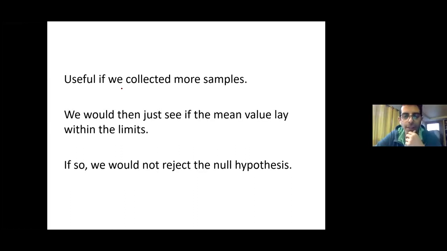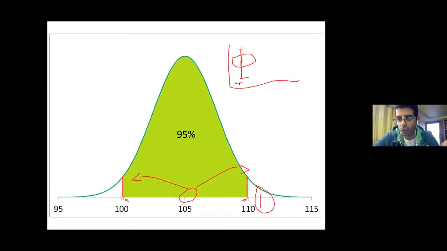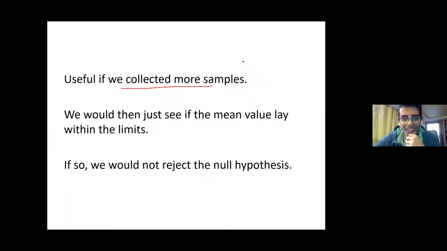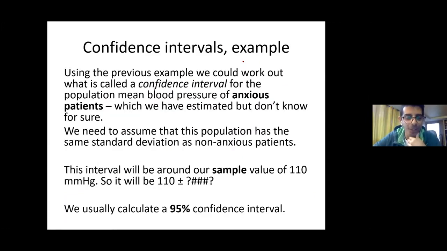So it's useful if we collected more samples. We would then see if the mean value lay within the limits. Same exact thing I'm telling you. You don't really need to calculate anything. You just see whether this mean is within the confidence interval or not. If it's not included, then you say it's significant. If it is included, you say it's not significant. It is more complicated than that, and we will see it as we keep going with the slides.